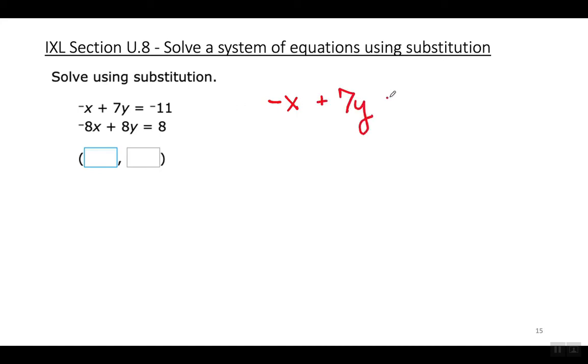All right, so I got this. All right, so let's move the 7y to the right by subtracting it.